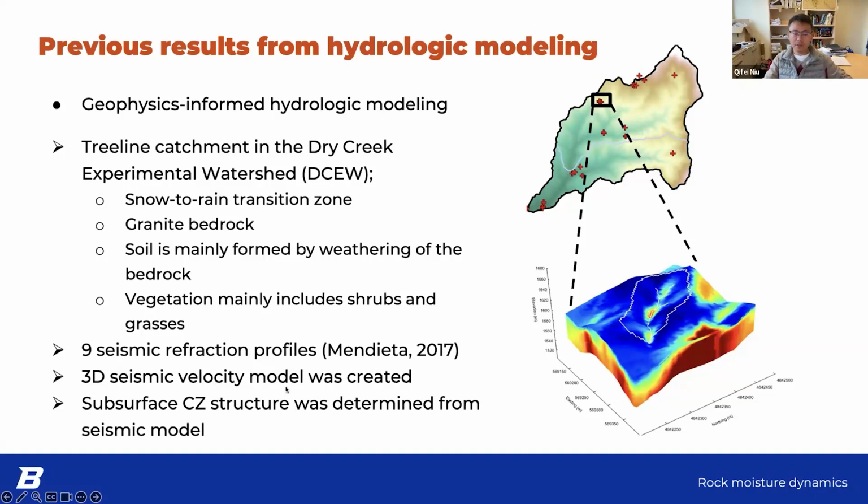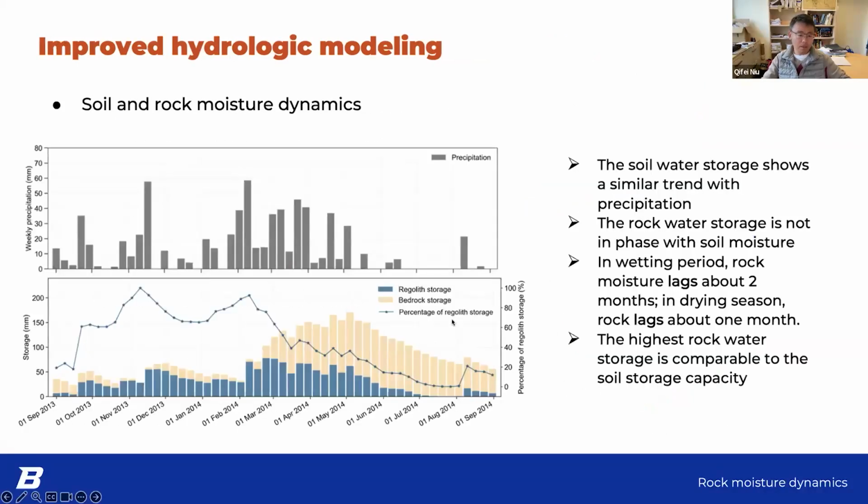From the 3D seismic velocity model, we can create this subsurface model with 3 layers, and then we incorporate this seismic-derived velocity model, this subsurface model, into hydrological modeling, and we try to simulate the water dynamics in each of the layers. So here are the results.